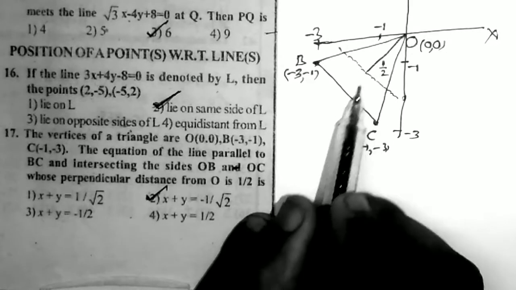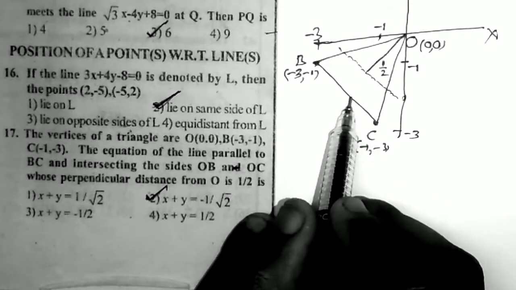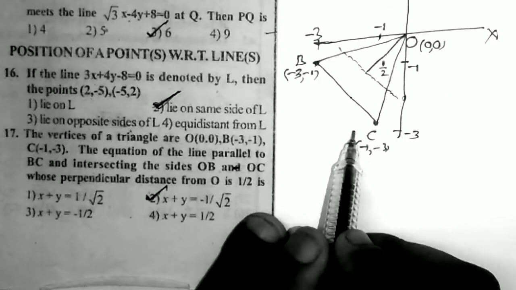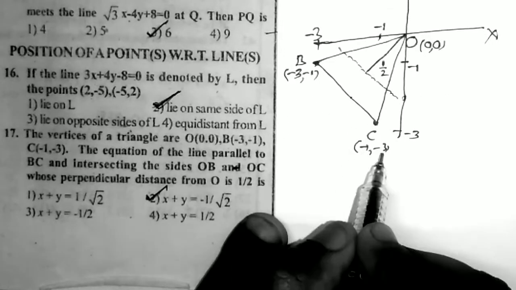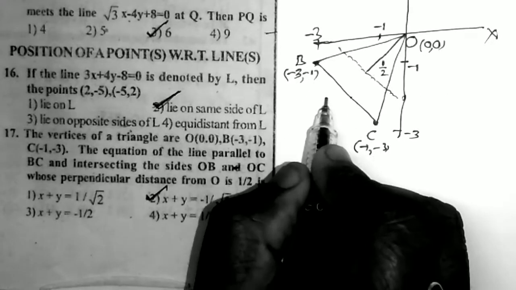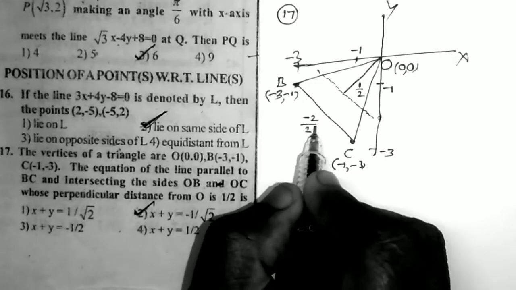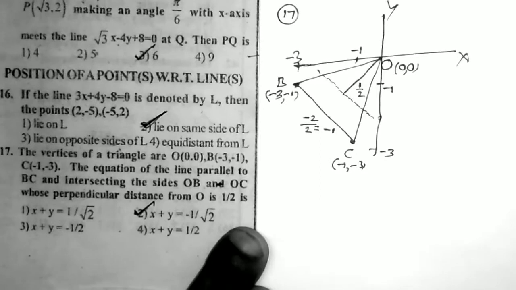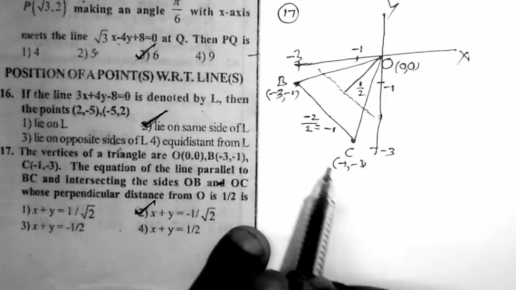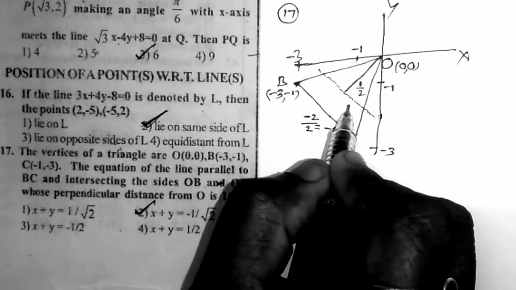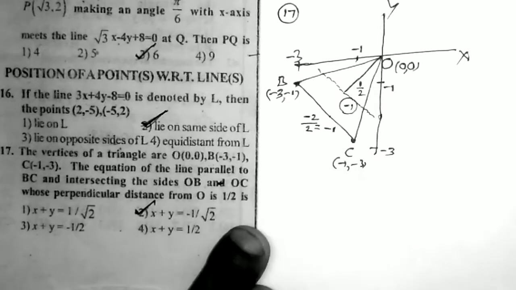So here these two lines are parallel, which means the slopes are equal. Now what is the slope of BC? (y2 - y1)/(x2 - x1) = (-3 - (-1))/(-1 - (-3)), that is -2/+2. So the slope value is equal to -1. Slope of this line is -1. Then the slope of the required line is also -1.